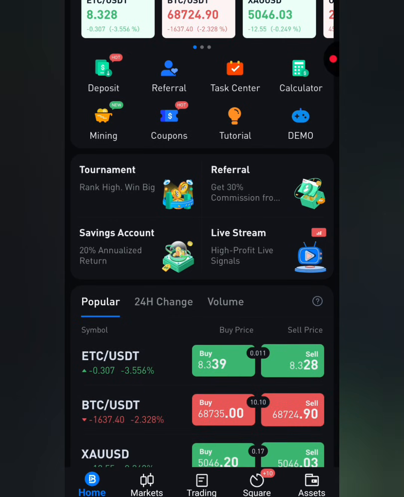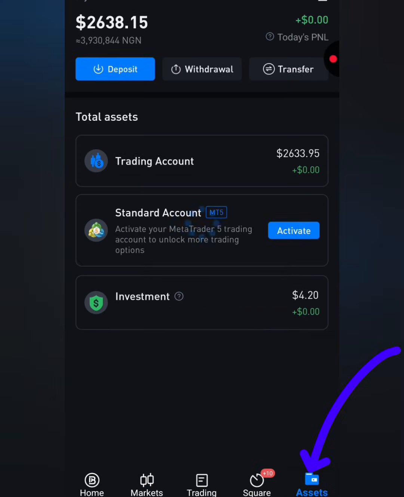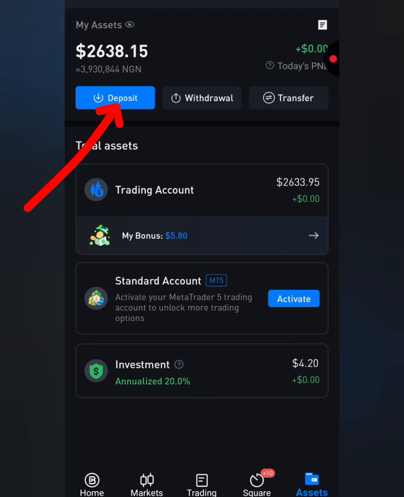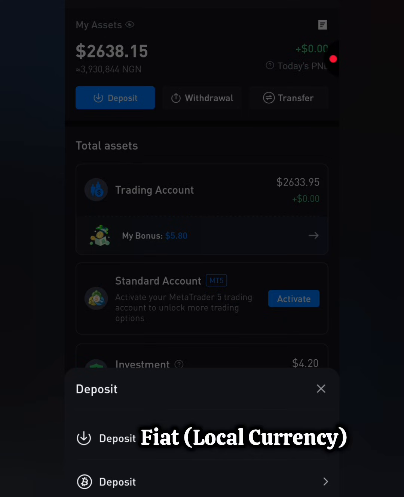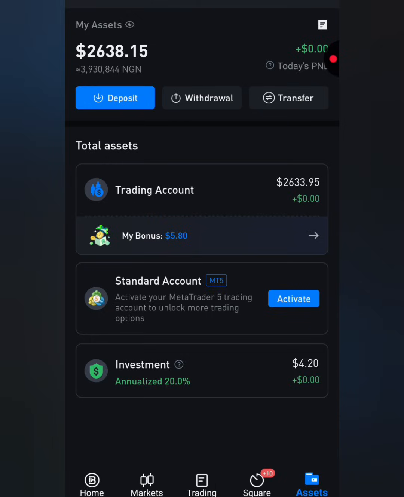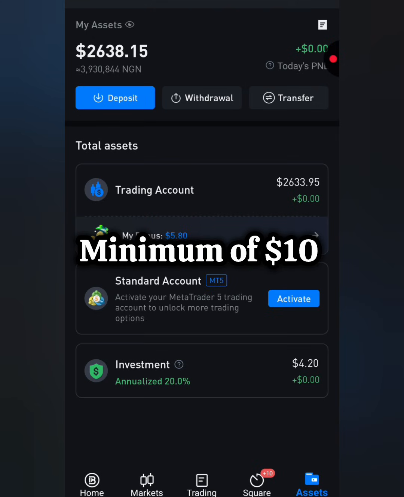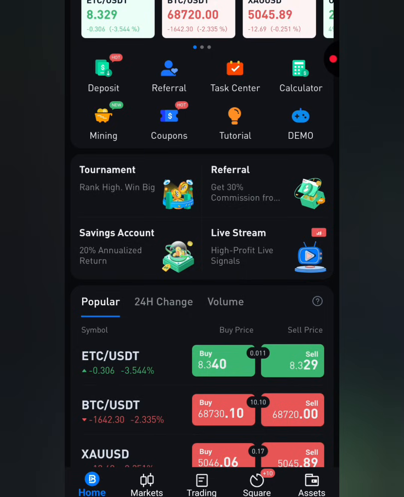But if you want to deposit into your real account, you come here to where you have assets, and then you're going to find the deposit button. You click on it. There are two deposit options here. There is one for fiat, that is for your currency, and then there's an option where you can deposit using cryptocurrency, okay? And the minimum amount you can deposit here on the BTC Dana is 10 USDT and above.